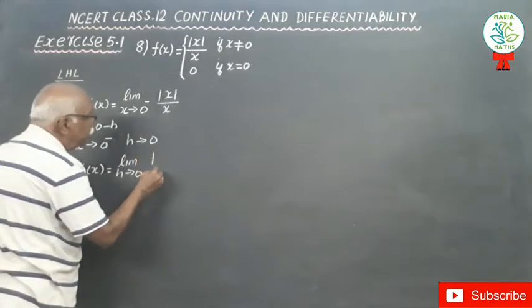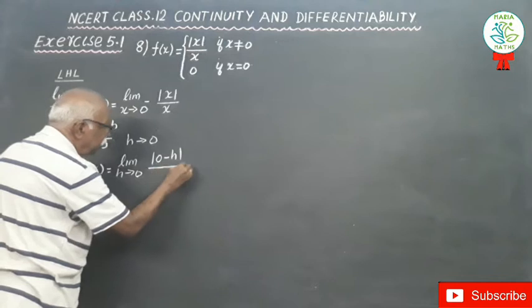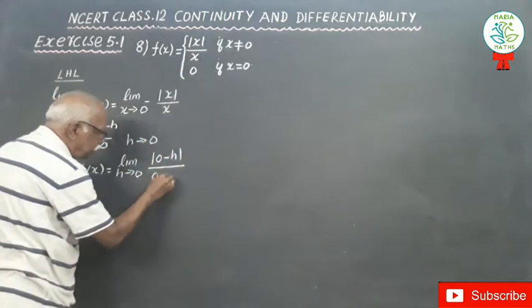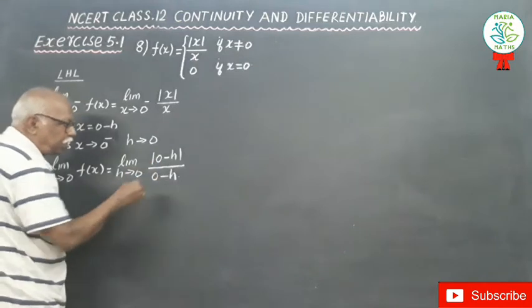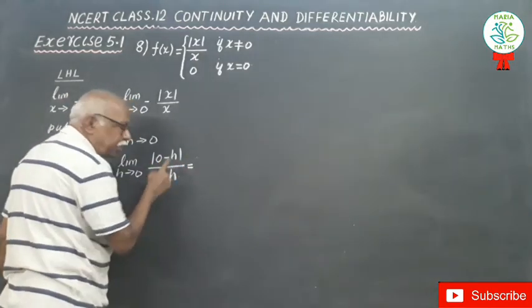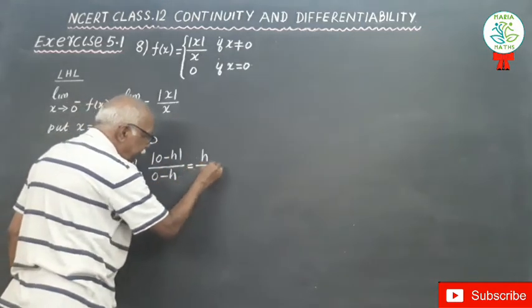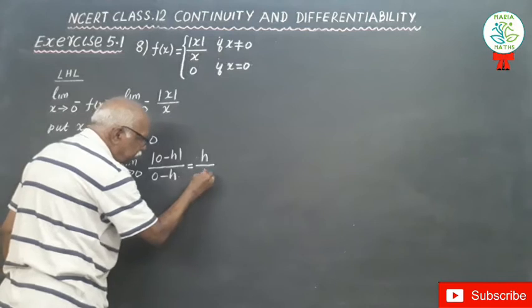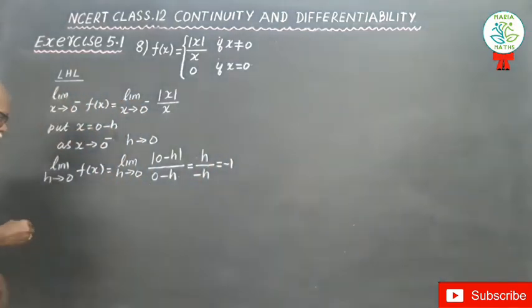இப்போ modulus of x க்கு பதிலா 0 minus h divided by இந்த x க்கு பதிலா 0 minus h. இப்போ x க்கு 0 போட்டீங்கன்னா இன்ஃபினிட்டி ஆயிடும். அதனால இது modulus of minus h. 0 minus h வந்து minus h. அப்போ modulus of minus h plus h. இது 0 minus h minus h is equal to minus 1. Left hand limit is minus 1. Then RHL.